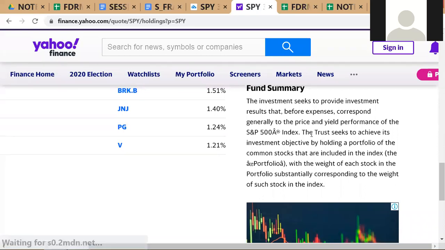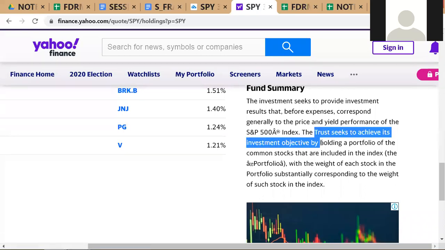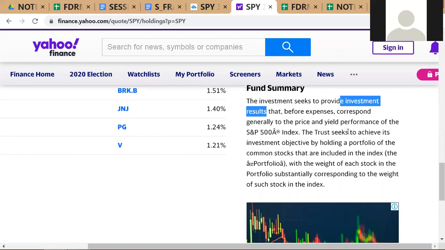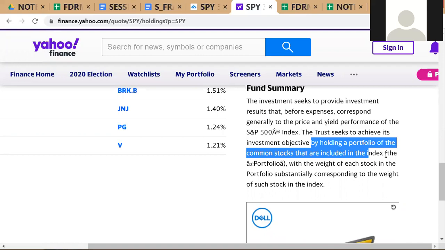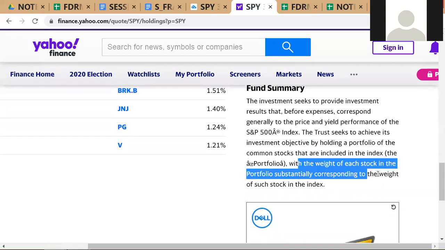By holding price and yield that correspond generally, the investment results have to correspond to the price and yield performance of the S&P 500 index. How do you achieve this? By holding a portfolio of stocks that are included in the index, with the weight of each stock corresponding equally to its weight in the index.